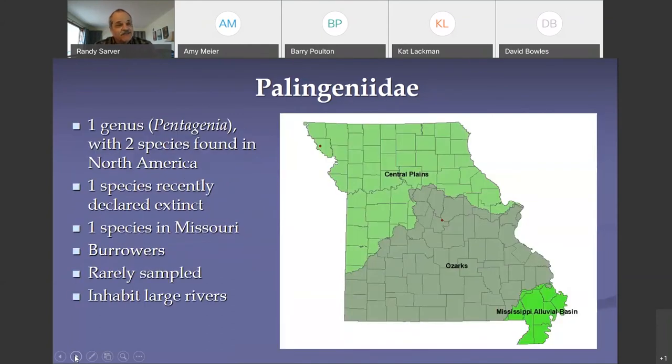Okay, much different distribution map here as opposed to the Ephemeridae.